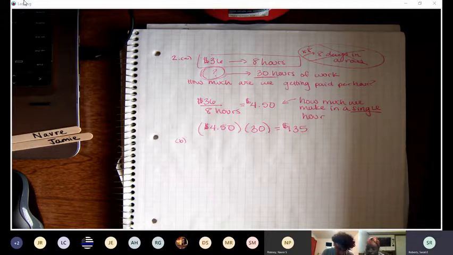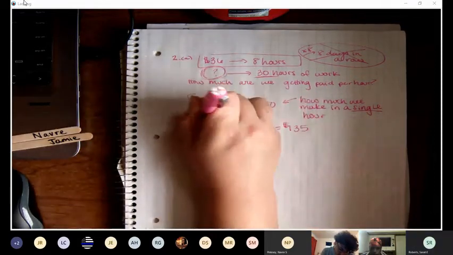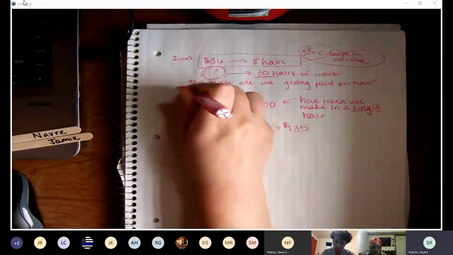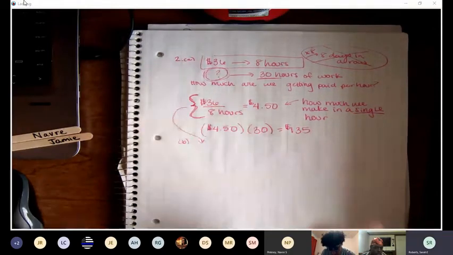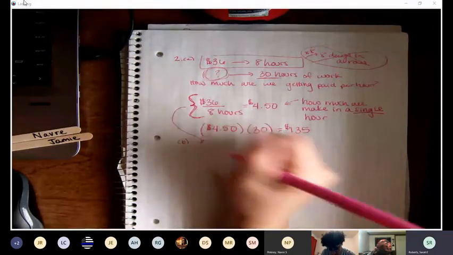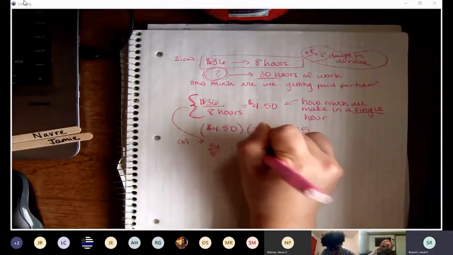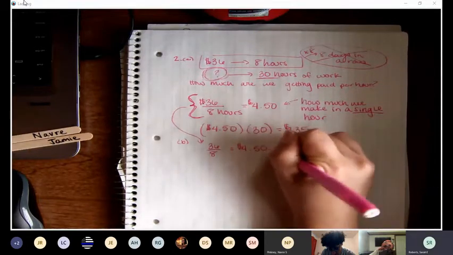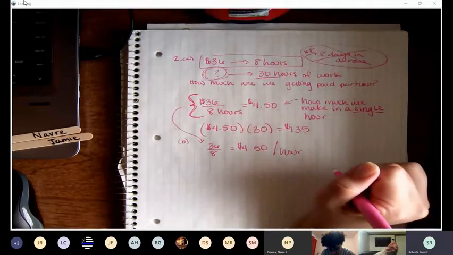Okay, so we will go ahead and do part B. It says, how much does the job pay for each hour worked? So we had to find this in part A to get part A. So part B is just this little section right here. All right. So we could take 36 and we divided it by 8, and that gave us $4.50 per hour. Okay. So part B is already done for you. Questions about that?